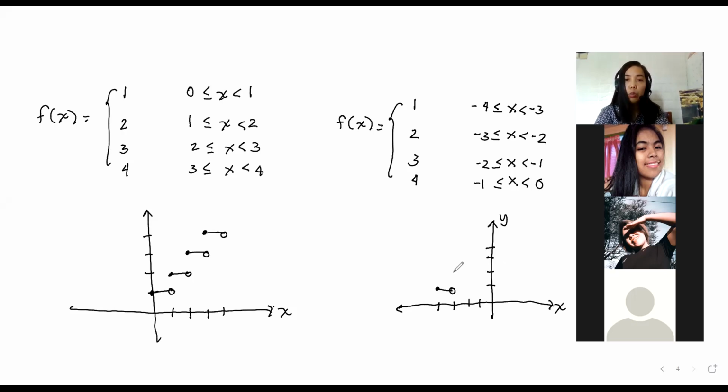Y is 2 if the value of x is between -3 and -2. Y is 3 if the value of x is between -2 and -1. So, close to -2, open to -1. Y is 4 if x is between -1 and 0. So, close to -1, open to 0. So, this is the graph. Okay, this is the graph for this function.